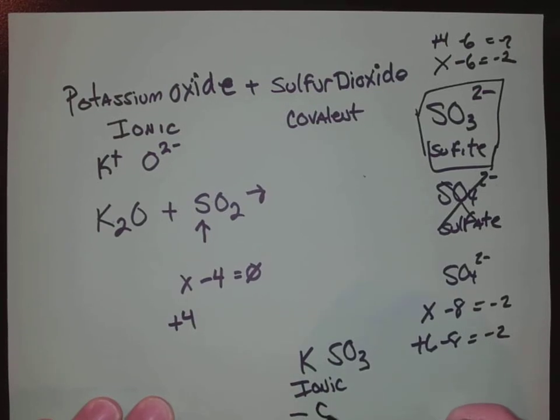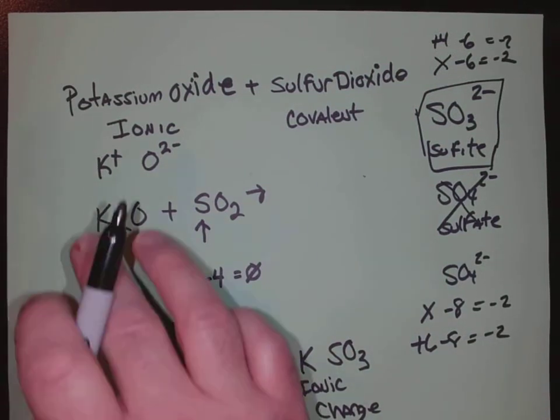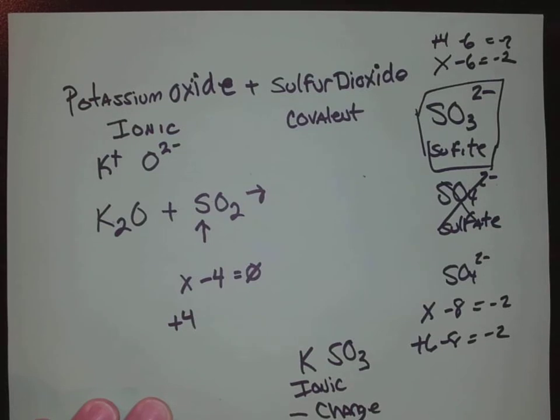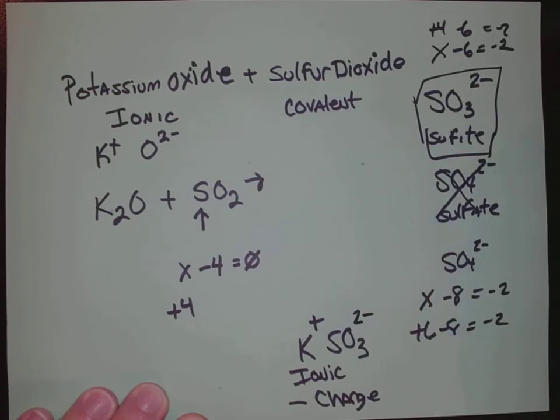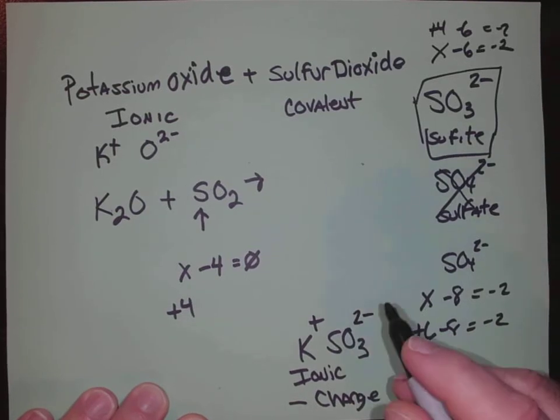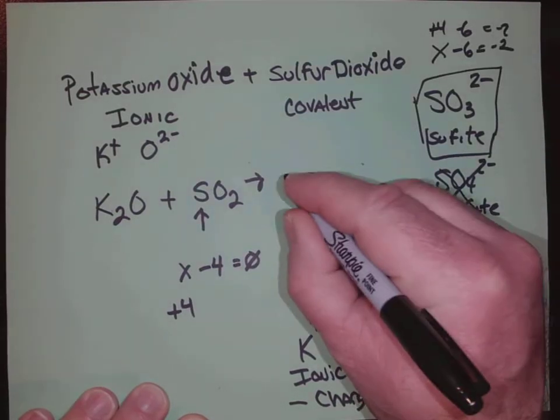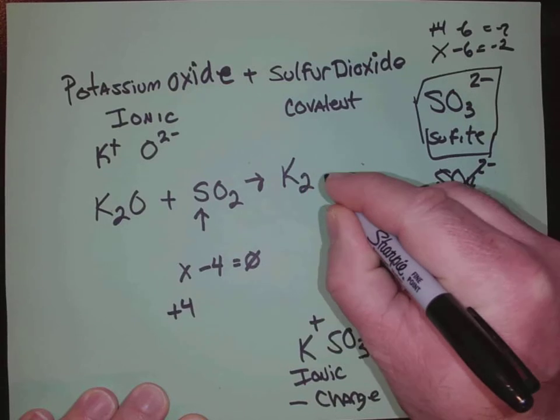You guessed it, the charges. All right, whatever the charge of the metal is here, it's going to be the same on the product side. So again, I'll say that again. Whatever charge the metal is going to be on the reactant side, it's going to be the same as the product. So potassium is plus 1, because you could have transition metals too, right? Sulfite is 2 minus. So when I write these together, K2SO3.